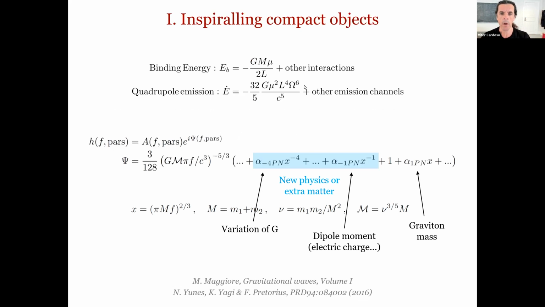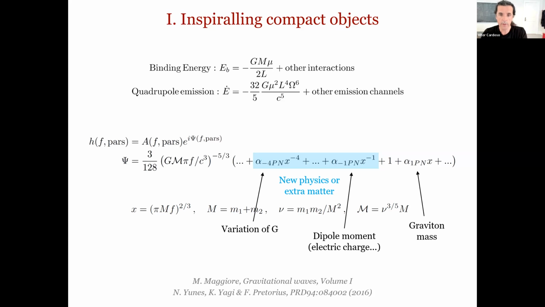Take a system that is bound by gravitational interaction, so binding energy that looks like this. Mu is reduced mass, m total mass, capital L the orbital separation, and you might have other interactions. For example, the binary might be charged under the electromagnetic sector. But then it's losing energy, and at lowest order you get the quadrupole formula. Okay, so capital omega is orbital frequency.